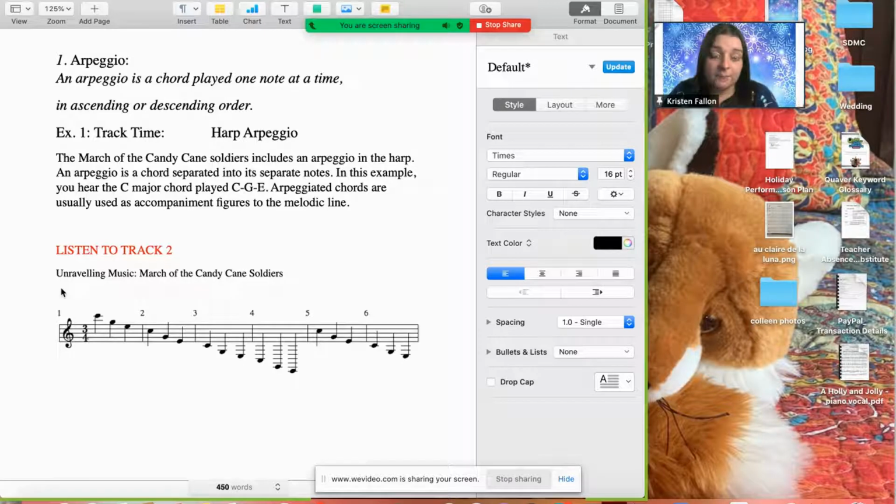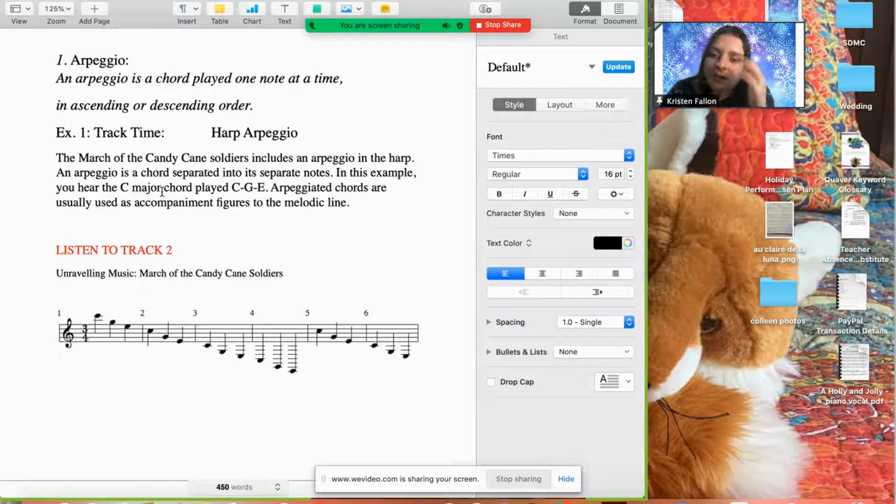So we're listening for the harp arpeggio. A harp is an instrument. It is very similar to a piano, except instead of hitting a key that then hits the hammer that hits the string, you're actually just plucking the string, kind of like a guitar.